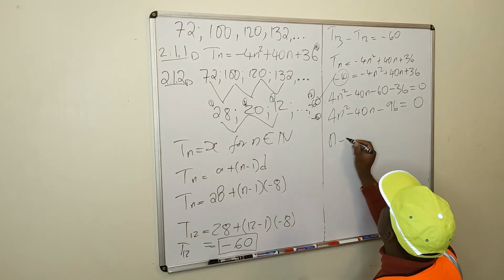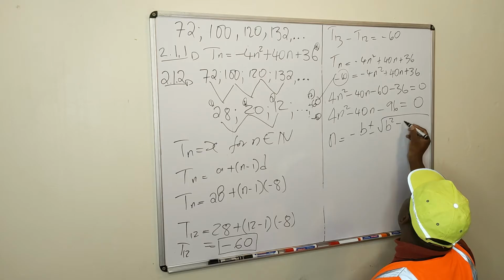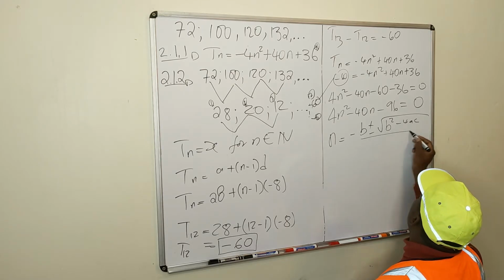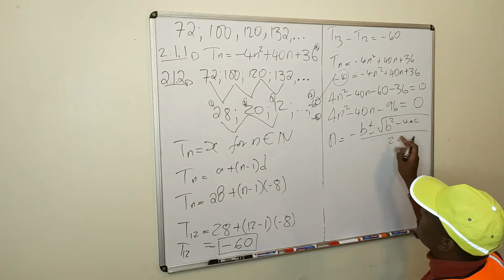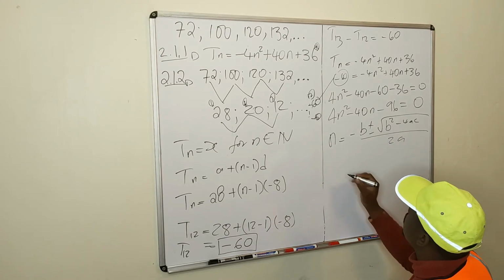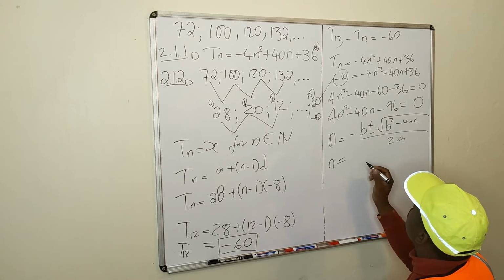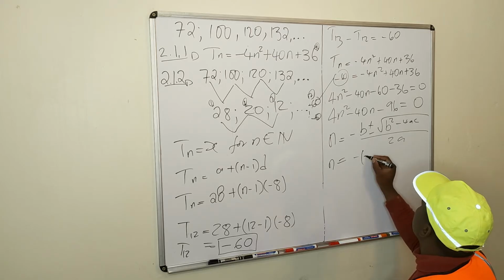So n is equal to negative b plus or minus the square root of b squared minus 4ac, all over 2a. I've taught how to use this in the previous questions. You can find my question 1 videos, then you'll know how to use this if you're not sure. So n is equal to negative b. What is our b? It's minus 40.